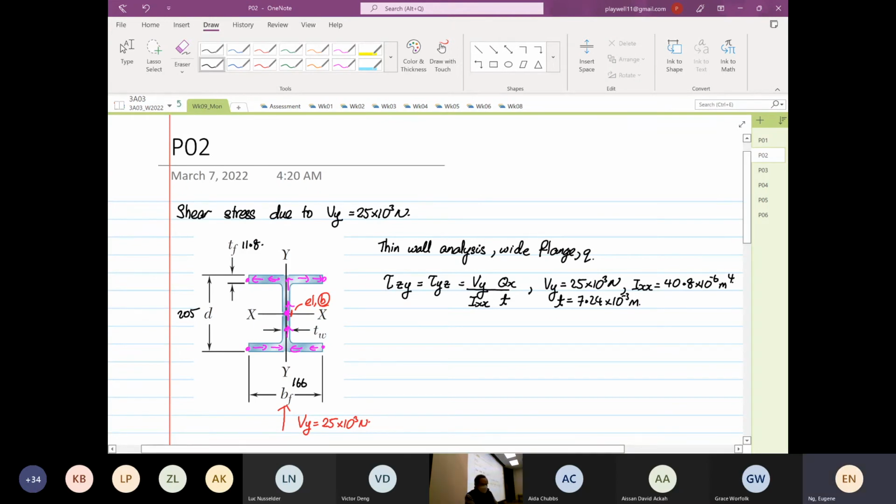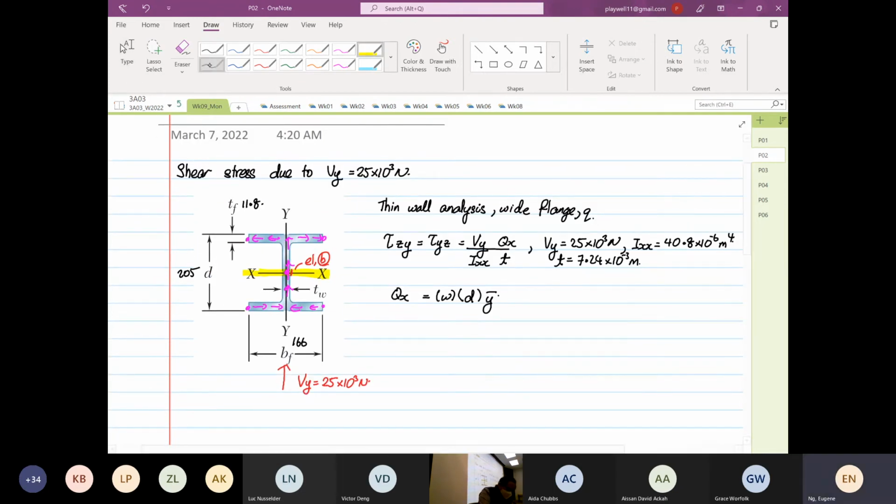Okay. So now we want to find the first moment of area about the x-axis. So this is equal to width multiplied by depth multiplied by y bar, right? Because the first moment of area is about the x-axis. This direction over here will be your width, and this direction over here will be your depth. It's very, very easy to make a mistake over here, so you have to be really, really careful.